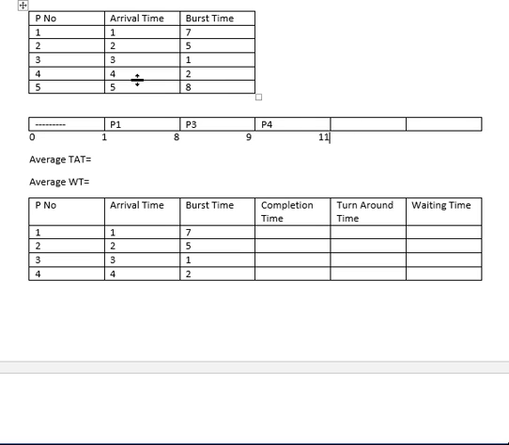So after this, for your simplicity, I can just make this red, because this is already done and this is also done. In your paper you can just tick mark the processes that are already done if you are getting confused. Now what remain with us are only P2 and P5, and the one having the shortest burst time is your P2. So I'll write P2 here, and it will be 11 plus 5, that will be 16.